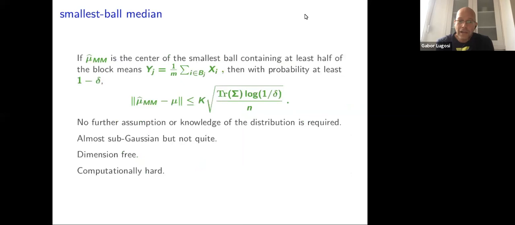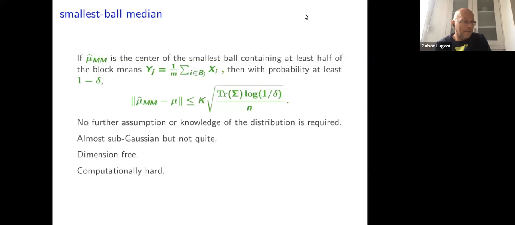Now, if we take some other notions of the median, for example, the smallest ball median, remember, we are looking for the smallest ball that contains at least half of the data points, and we take the center of that. Now, that already has this infinite dimensional flavor.